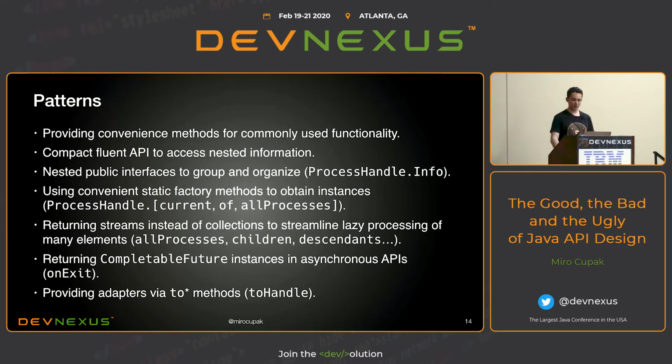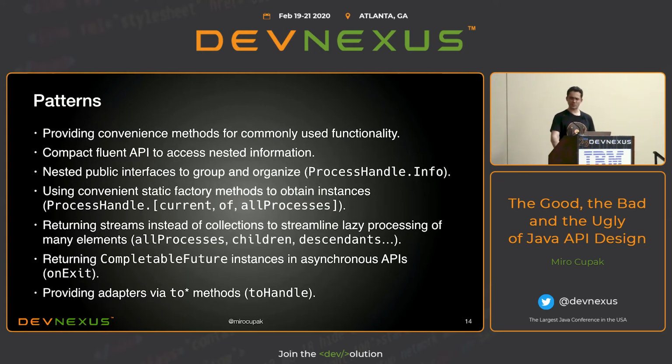We also saw the pattern of providing convenient static factory methods to obtain various instances of process handle. This was essentially much cleaner than overusing constructors for this. Constructors would all have the same name by definition. With static factory methods, like we said before, we appropriately named them to be able to distinguish between them.